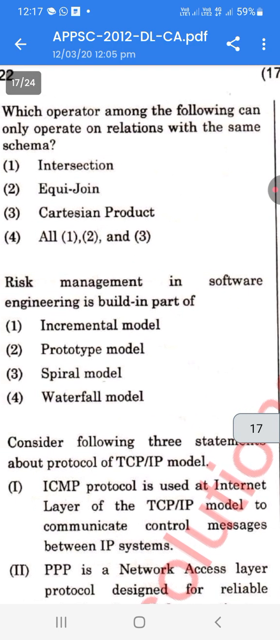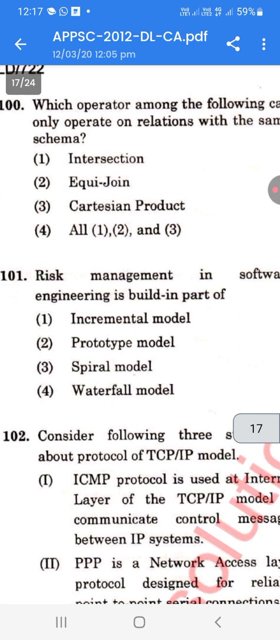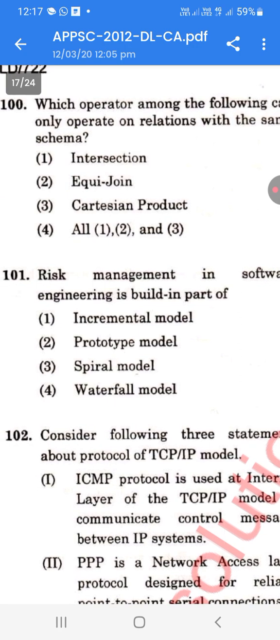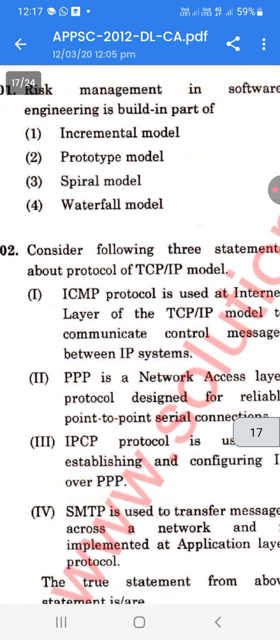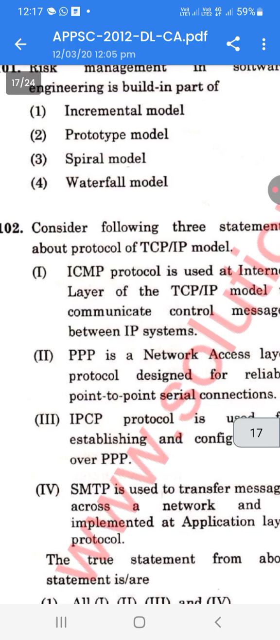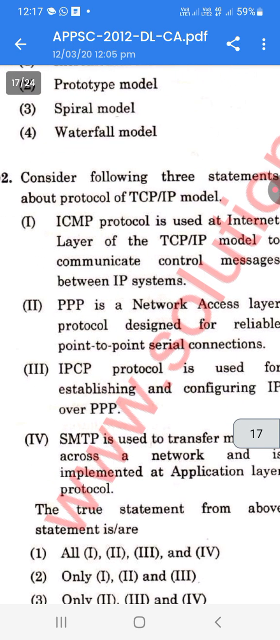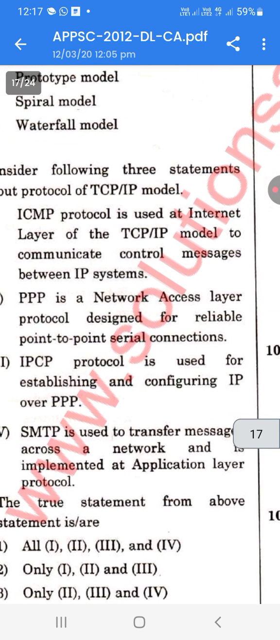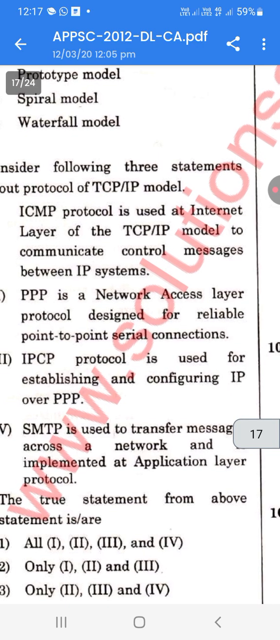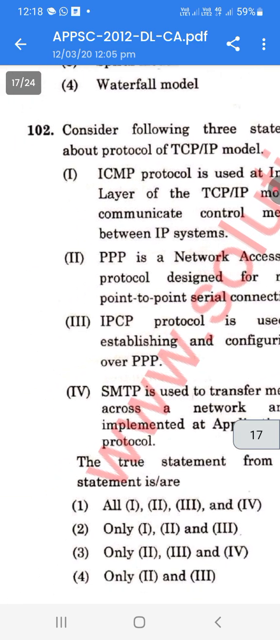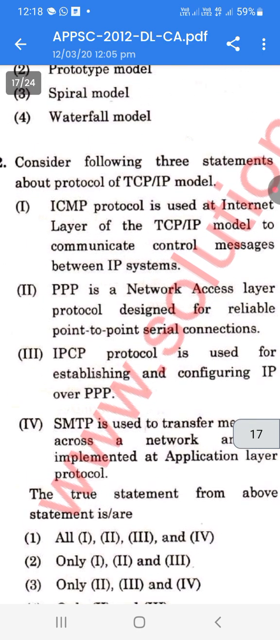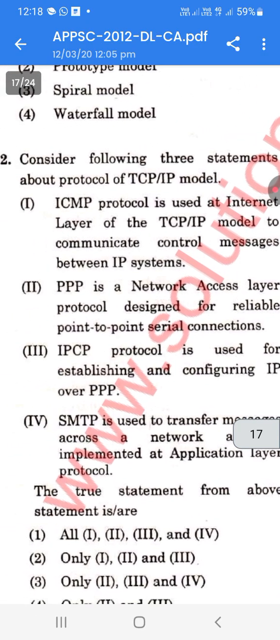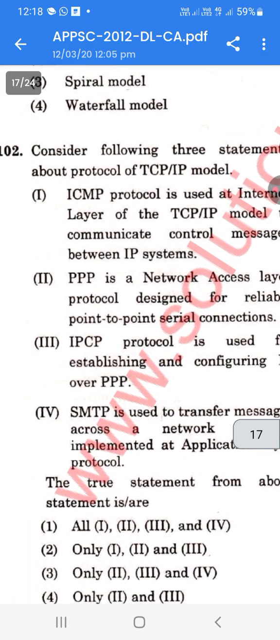Risk management in software engineering is built in part of 3. Spiral model. Now consider the following 3 statements about protocol of TCP/IP model. 1, 2, 3. PPP is a network access layer protocol designed for reliable point-to-point serial connections. 2. Only 1, 2 and 3. Consider the following 3 statements about protocol TCP/IP. 1, 2 and 3 belong to TCP/IP protocol.